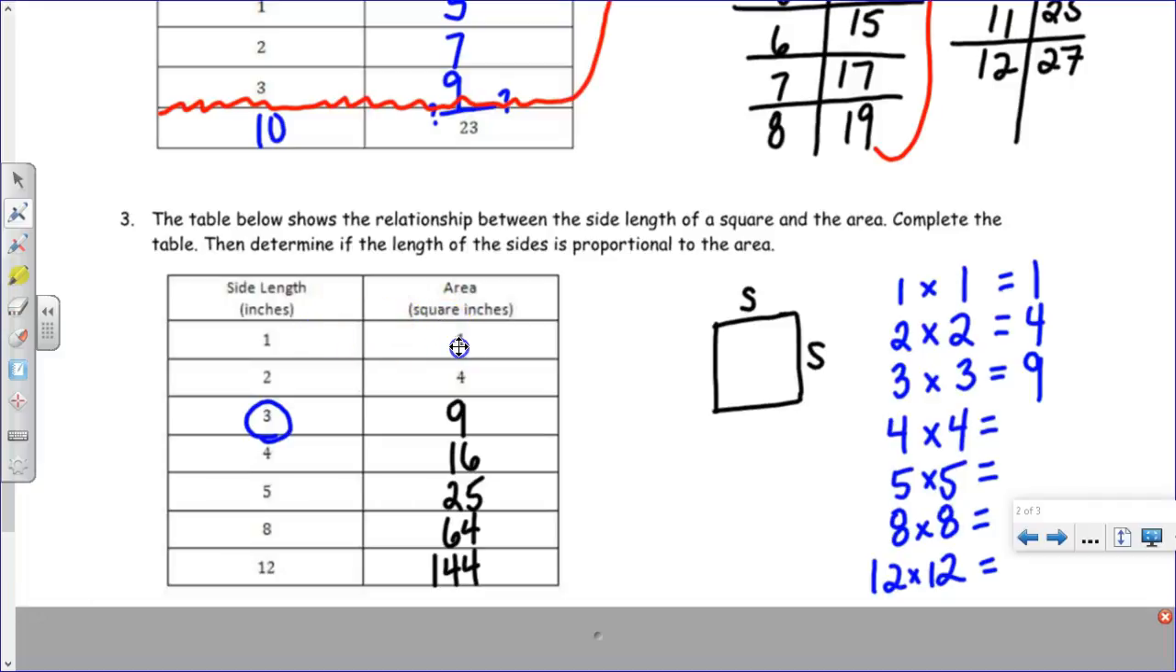Proportional means, did I multiply the same number? To get from 1 to 1, I multiplied by 1. Did I multiply by 1 here? No, I multiplied by 2. And here I multiplied by 3. So even though I'm doing the side length times itself, I'm not doing the same thing for every row. That's what you have to look at. This is not the same. This is definitely not proportional. This is not proportional because it's not the same constant multiple.